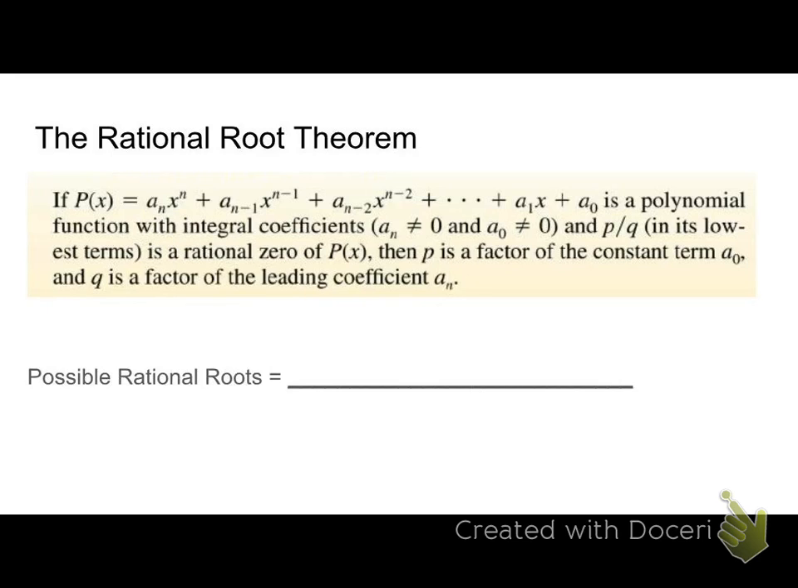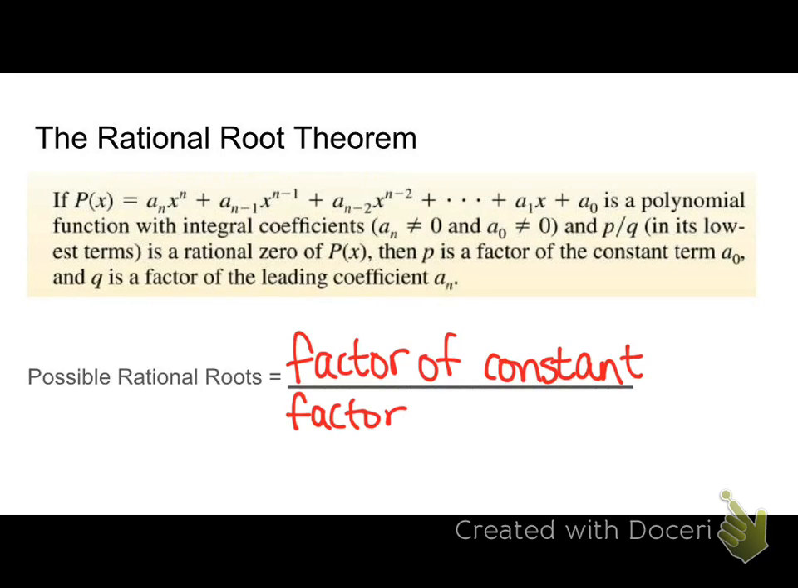Okay, so what this is saying is that any rational root or zero solution of a polynomial is going to be a factor of the constant over a factor of the leading coefficient.